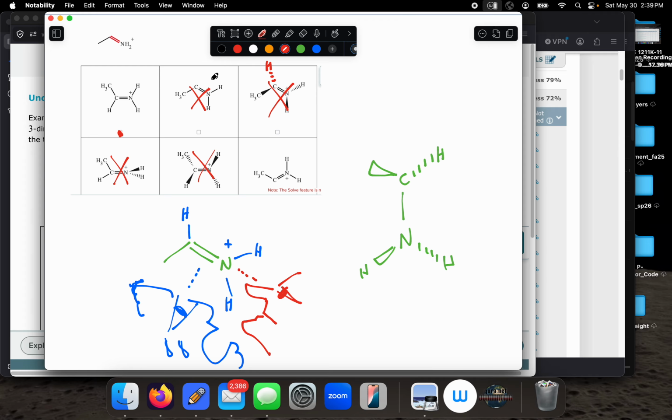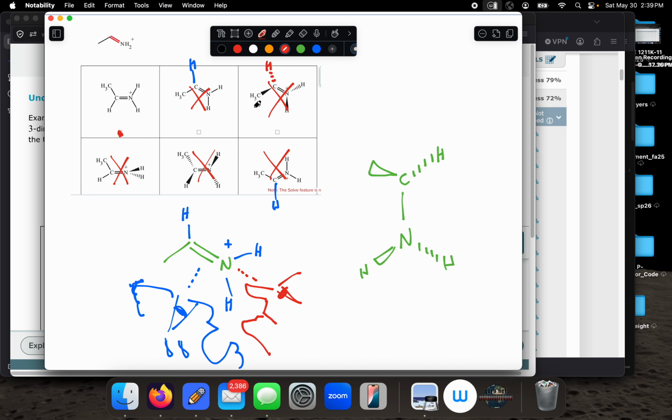I wonder if ALEKS is actually going to let me assume that there's a hydrogen here. I don't think so. Why would they do that? Because look, here's another one. So if this is correct, this will also be correct. But if this is wrong, this will also be wrong. But it surprises me there's only one.